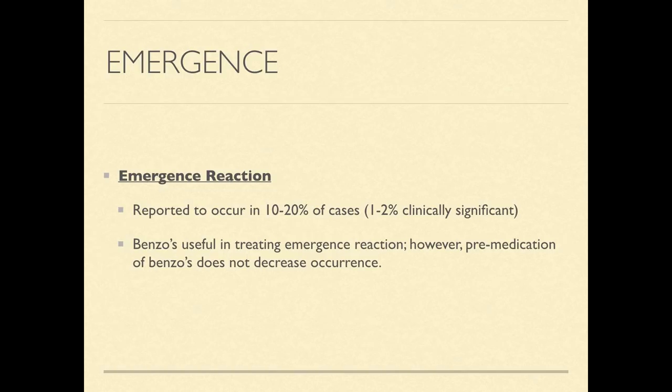Benzos is what we use to treat the emergent reaction. So when I talk about emergent reaction, some people say it can turn a patient into acutely psychotic. They come in, they're aggressive, they don't know what they're doing. Benzos is how we treat them. And we know benzos work on those for the most part. Very rarely do you need anything besides benzos. And it makes sense. Benzos is what we use for most of those kinds of acute psychosis, acute emergent reaction type things.